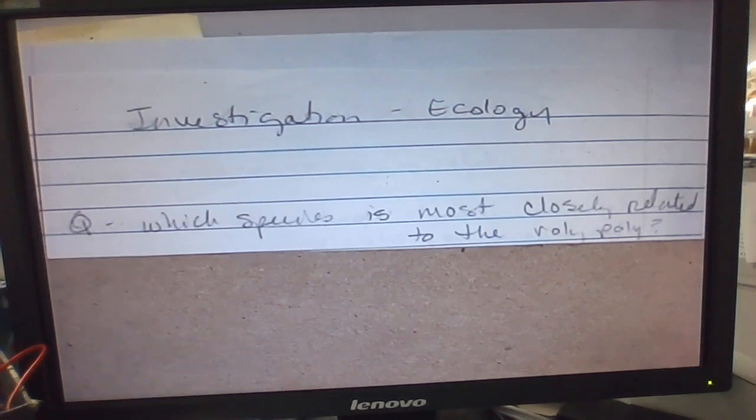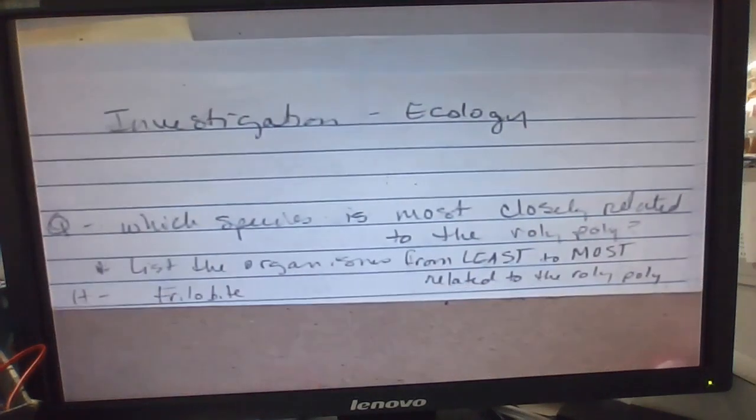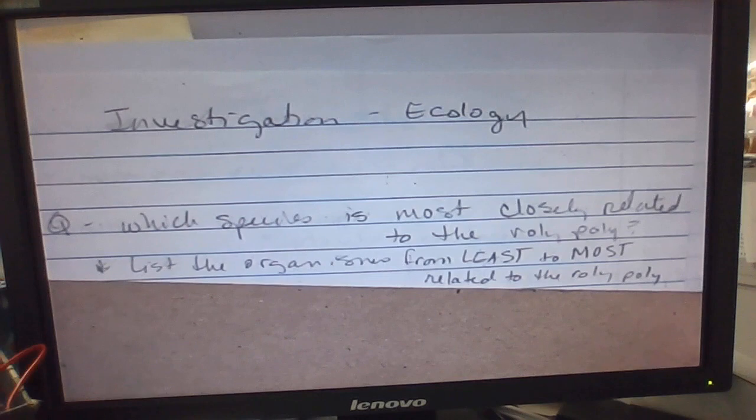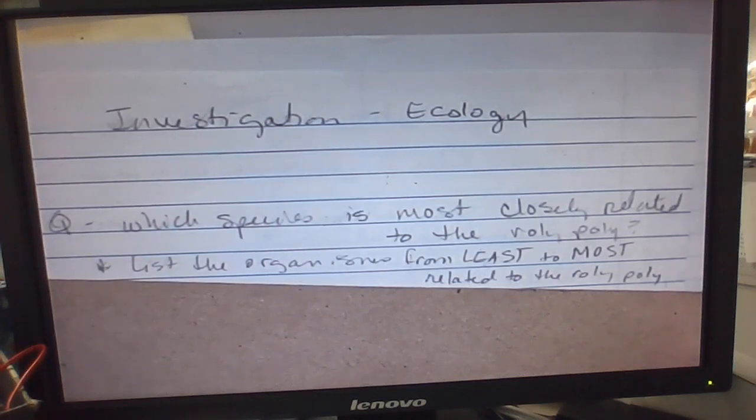Right, so I've got 6 critters, and the list of those critters is not in any particular order other than alphabetical order, so don't think anything about the list. When you write them in your comp book, you're going to write them in order from the least related to the roly-poly to the most. So you do not need to write this part right here. This is just what you need to do.